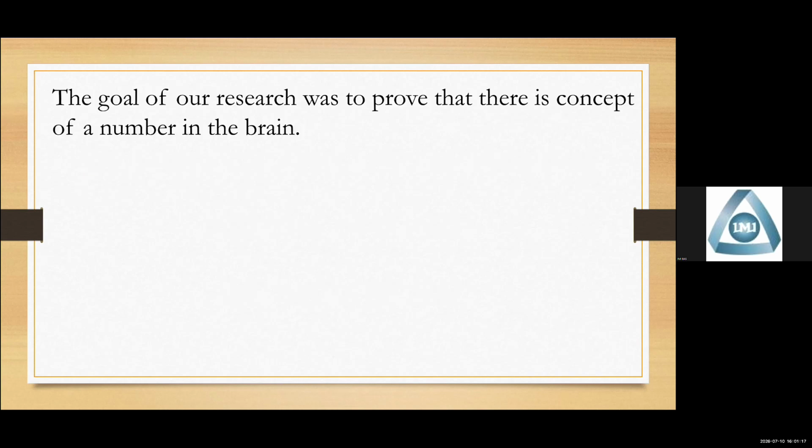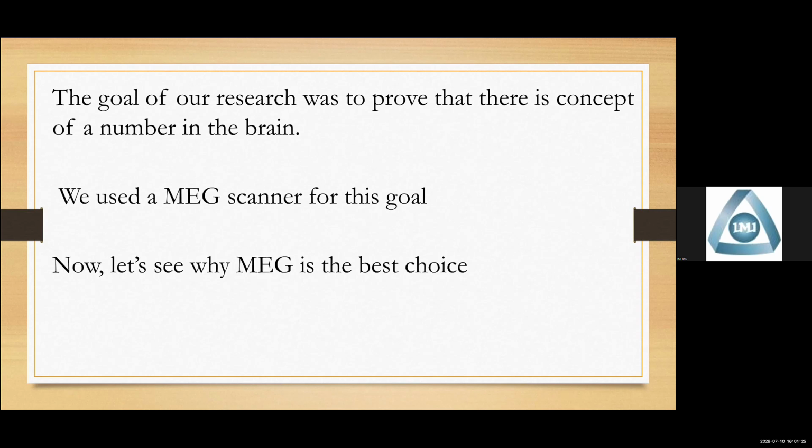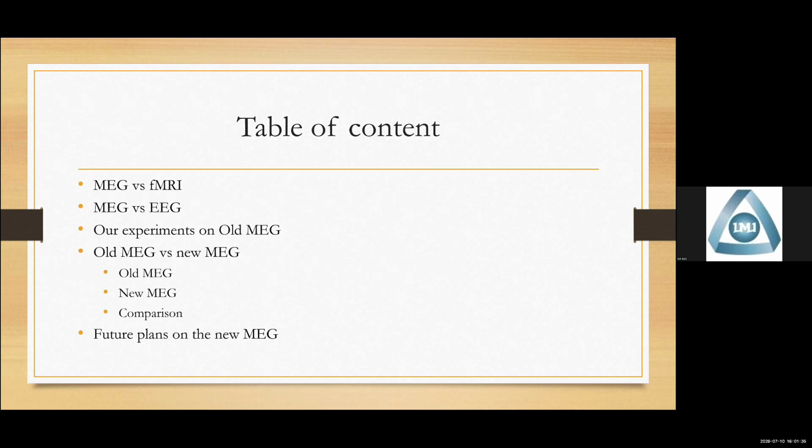The goal of our research was to prove that there is a concept of number in the brain. We used an MEG scanner for this goal. Now let's see why MEG is the best choice. We want to compare MEG with fMRI, and MEG with EEG, which is the famous scanner among researchers.